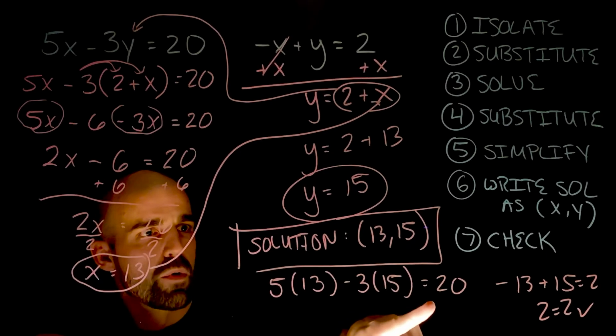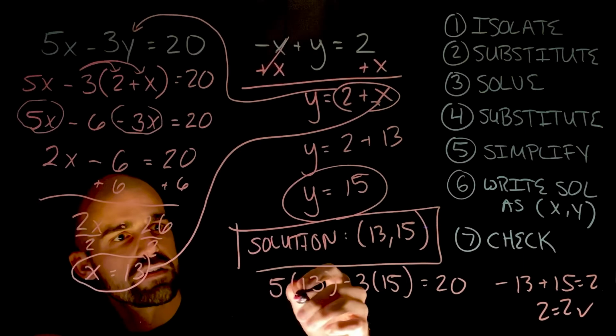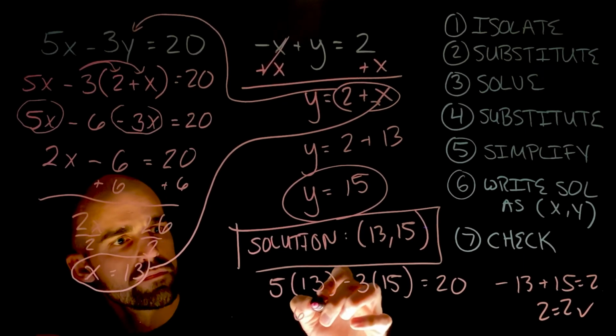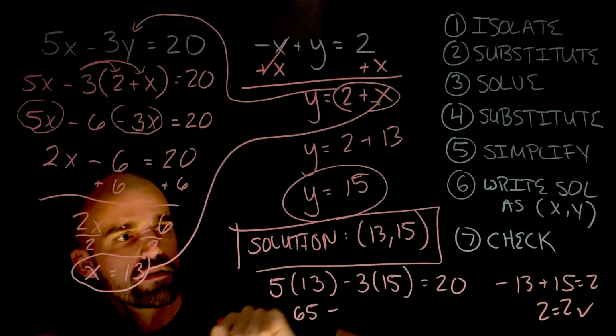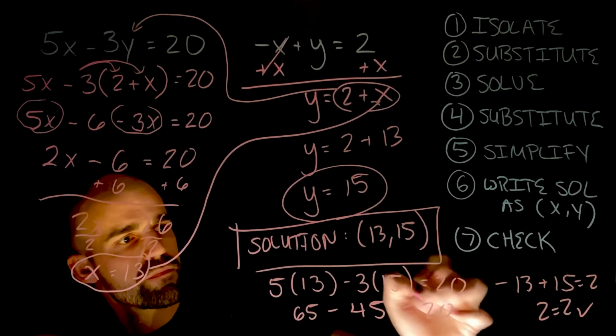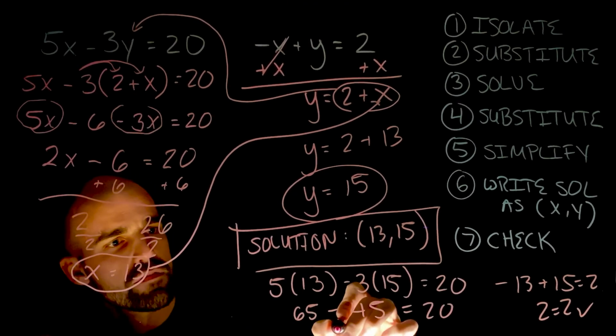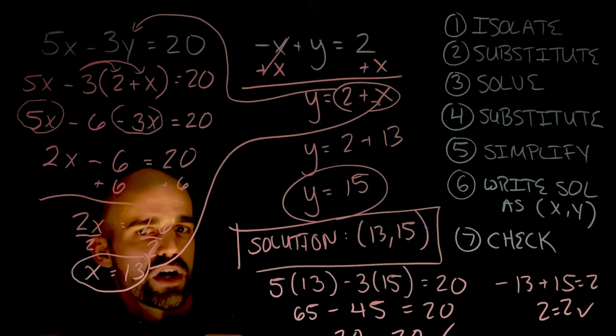This one requires a little bit more mental math. 5 times 13 would be 65. Minus 3 times 15 would be 45. And 65 minus 45 is 20. So 20 does equal 20, so that checks as well.